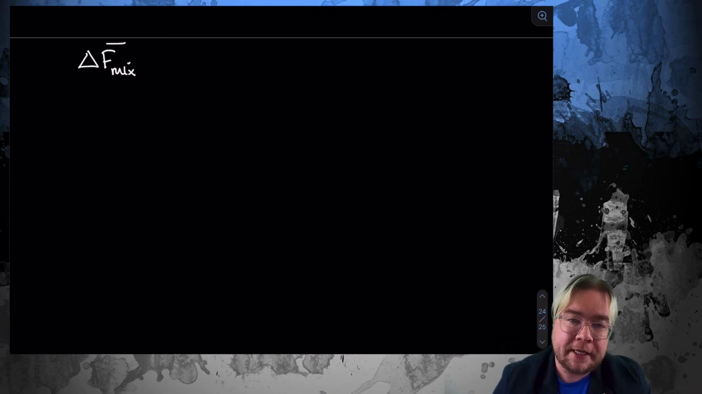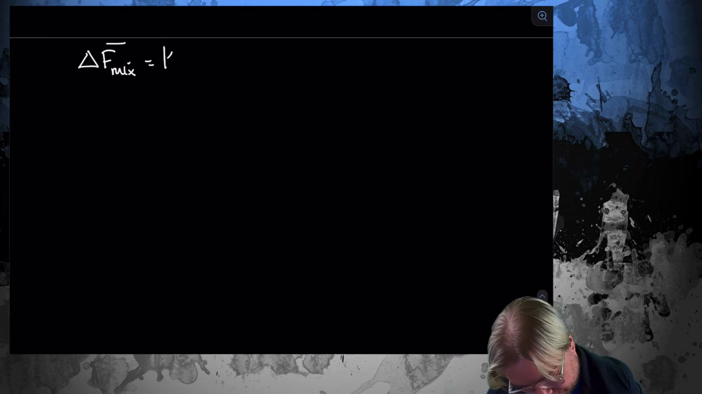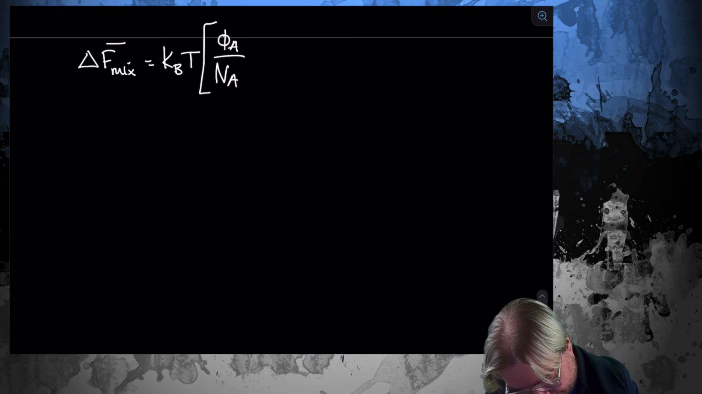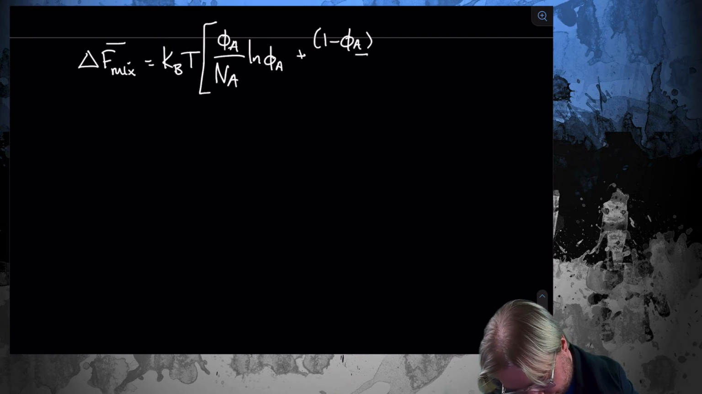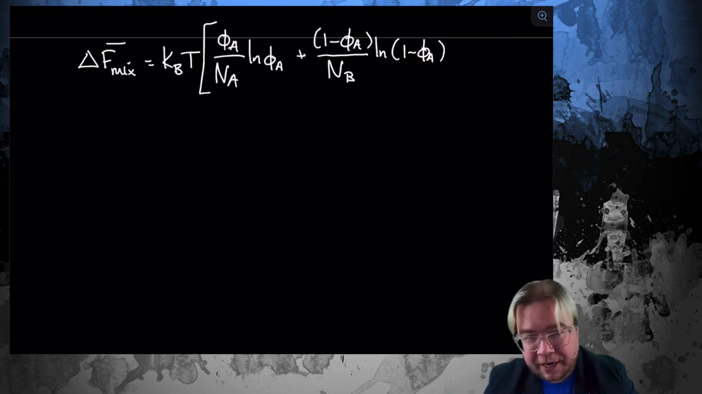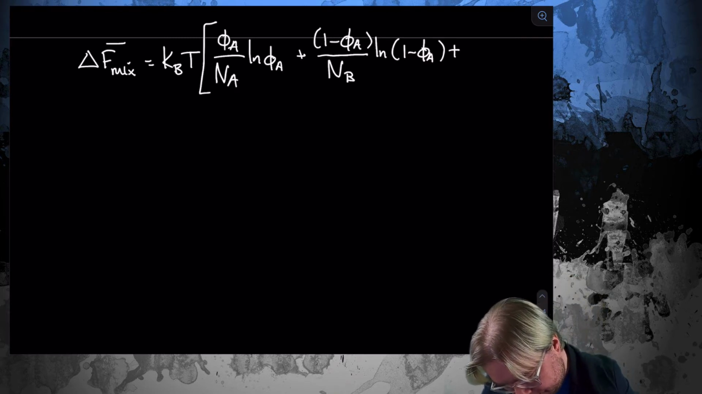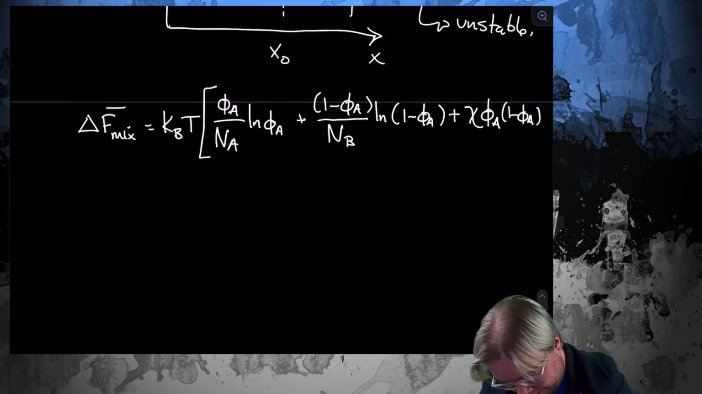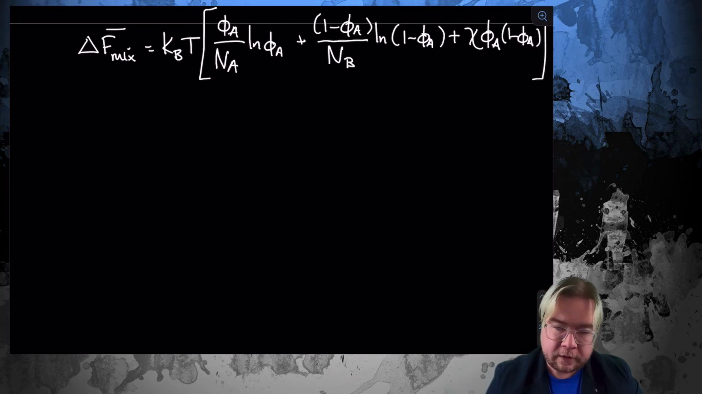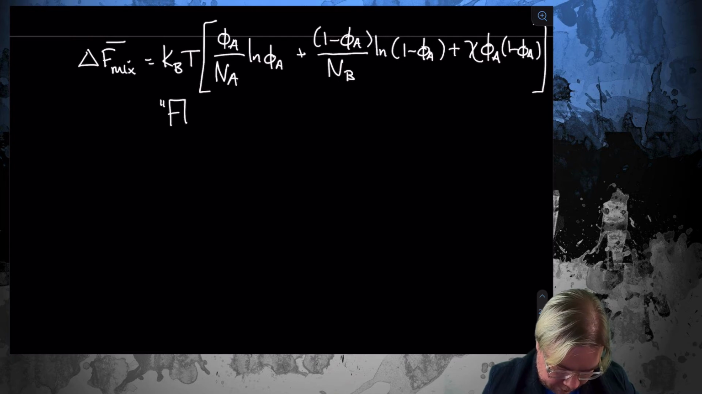So we go back and we look at the change in the free energy upon mixing per lattice site, and that's given by the Flory-Huggins equation. So we've got phi A divided by NA log of phi A, plus phi B divided by NB log of phi B. And now we can add in the Flory-Huggins parameter. So plus chi times phi A times 1 minus phi A. Okay, and one last time, this is the Flory-Huggins equation.